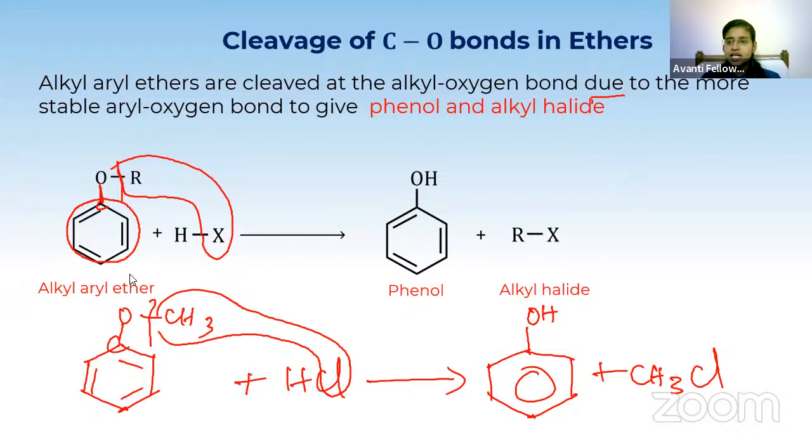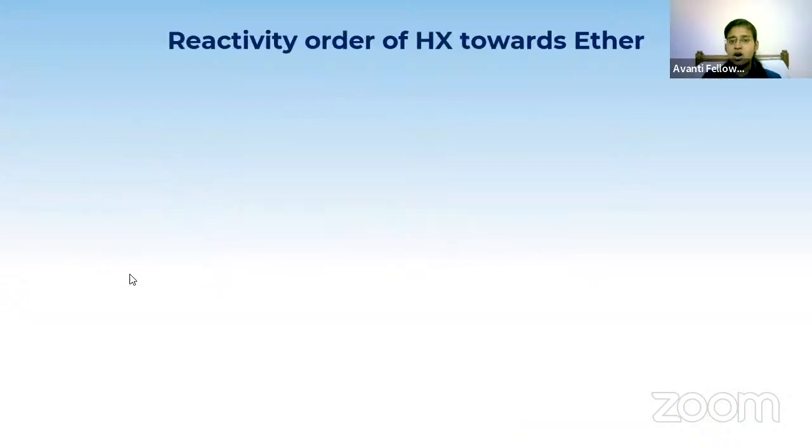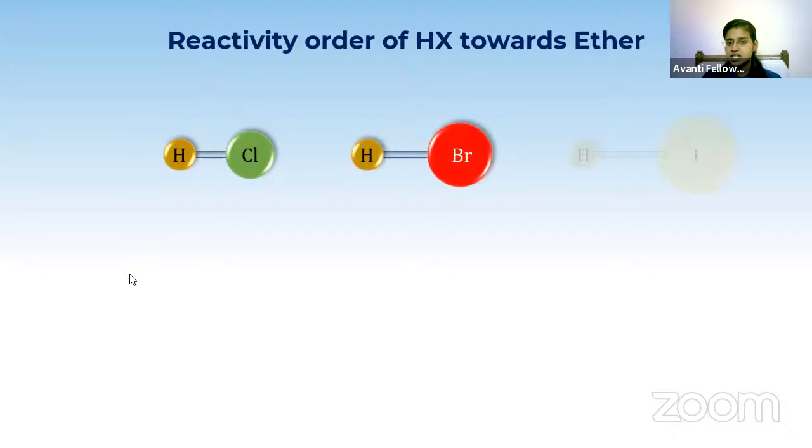Clear? So now we will discuss the reactivity order of HX. We have different halogens, right? We don't have only chlorine. We have fluorine, chlorine, bromine, and also iodine. All these four elements are halogens. So we should know which hydrogen halide compound will be more reactive for these reactions. So let's study the reactivity order of HX towards ether. Let me take HCl first, the second is HBr, and the third one is HI.